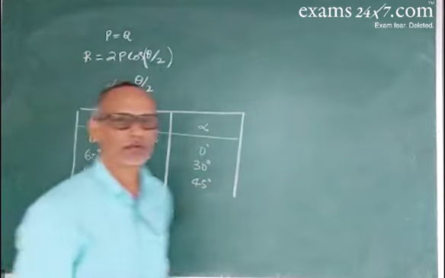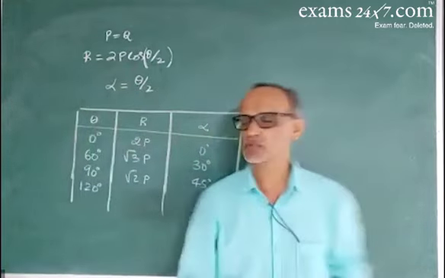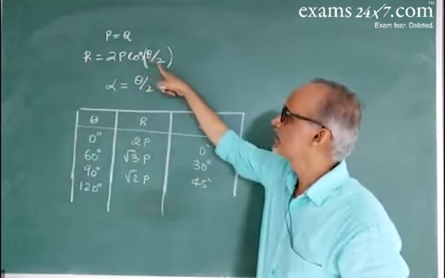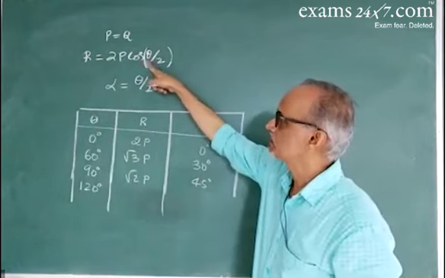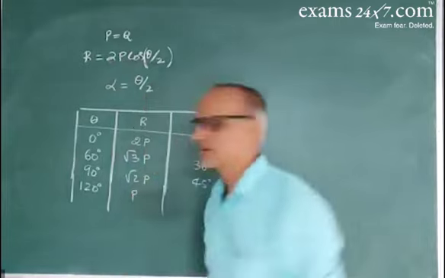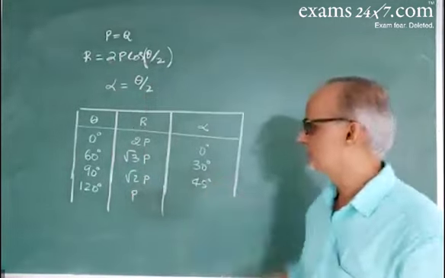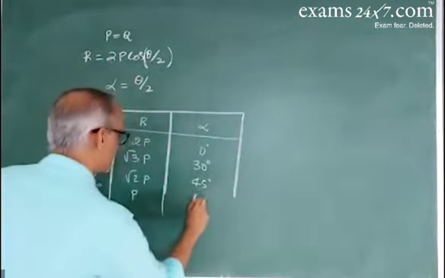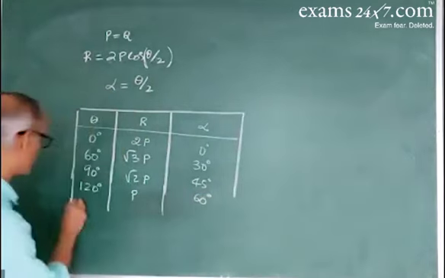When theta is equal to 120 degree, cos 120 by 2 is cos 60, and cos 60 is half, so this 2 will get cancelled, and thereby the resultant is equal to p, and then alpha is half of 120, which is 60 degree.